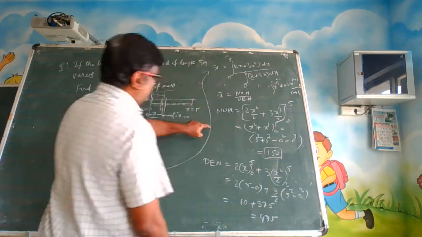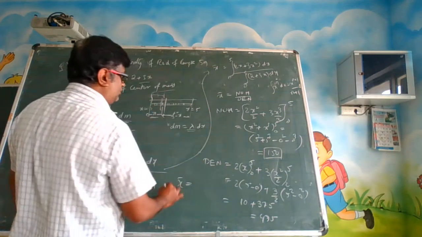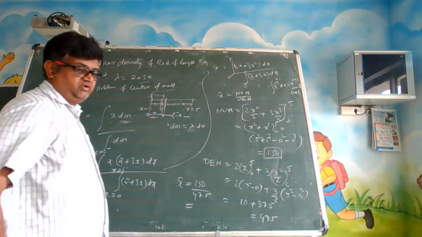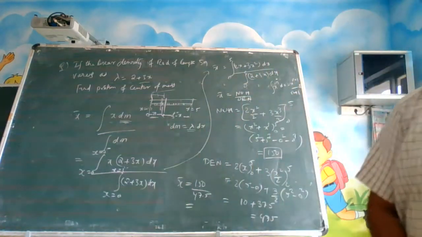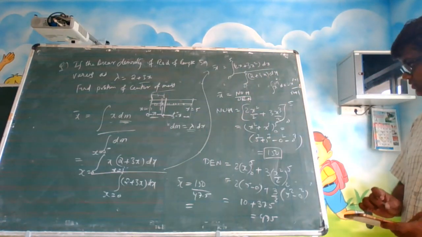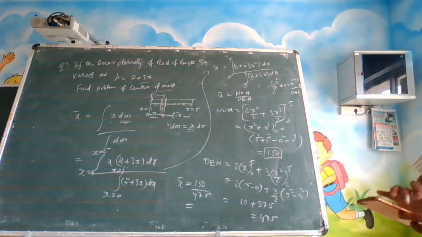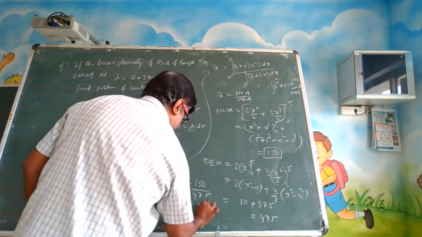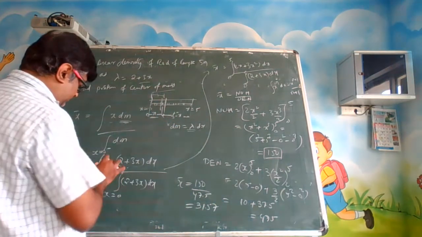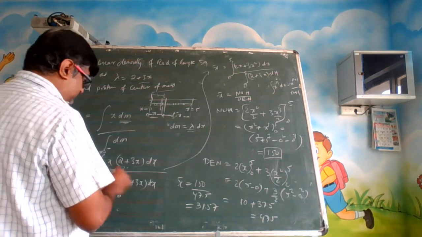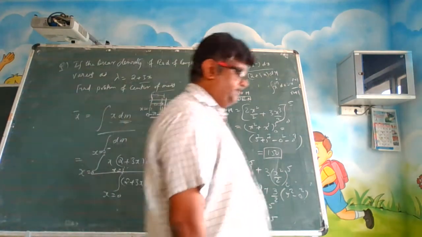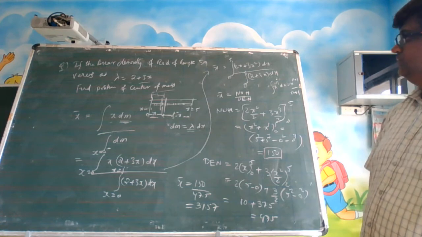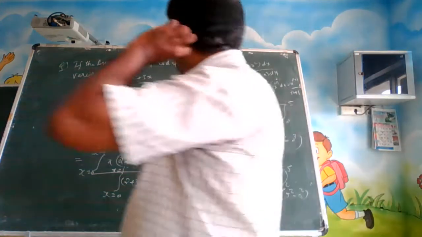So what is your total answer now? Numerator by denominator, x bar is equal to 150 divided by 47.5. Whatever you get is your answer. What is the answer? It is 150 divided by 47.5. I got 31.57. How can you get 31.57? Maybe 3.157. Okay, it is 3.157. So this is the approach you have to adopt for continuous mass distribution problems.